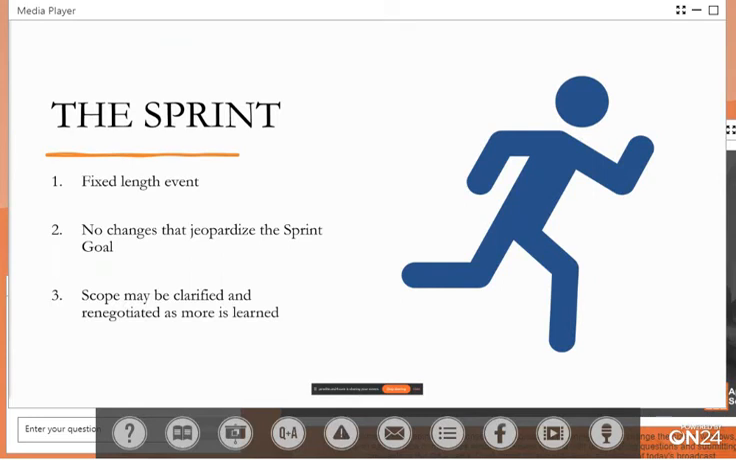And then the other thing is, and this is going to sound a little counterintuitive, but once you actually go into the sprint, that's not the time to start making changes. You can come in as you learn stuff that maybe you need to make changes, but ultimately you shouldn't be making changes that could jeopardize your ability to get the work done.